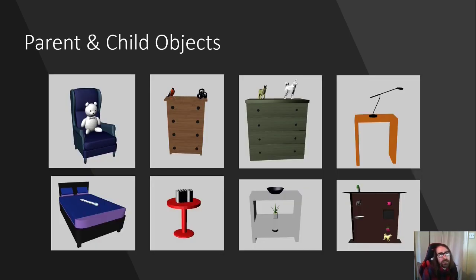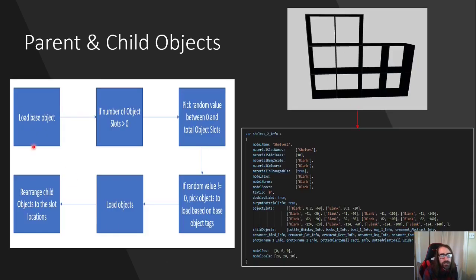This is the parent and child objects part, where I really like this part. Basically the idea was that to make each object a bit unique, it has a set of child objects it can use and spawn on top of its areas. Here you can see different examples of that, and this is how we do that.